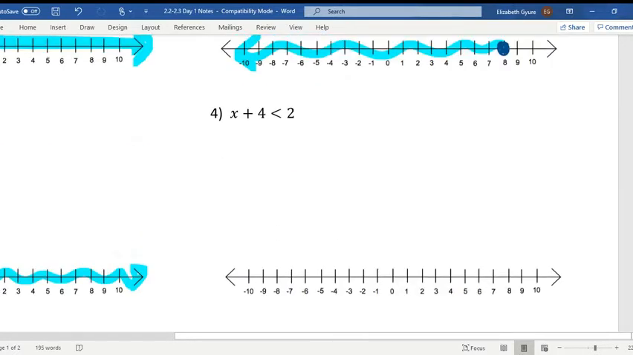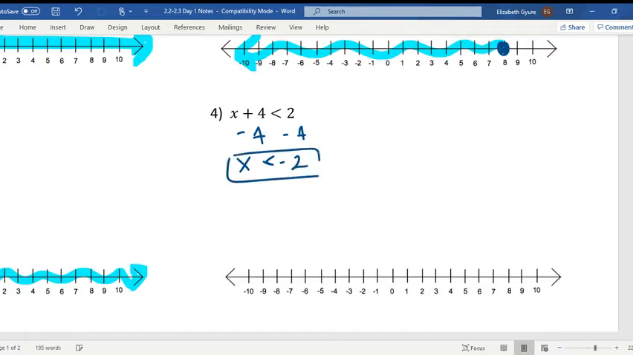All right, number 4, x plus 4 is less than 2. Asia, what opposite operation would we use here? Yep, subtract 4 from either side. x is less than what, Asia? -2, good. Mason Jimenez, do you think open or closed circle at -2? Well, for this one, it doesn't have the bar underneath it. So when it doesn't have the little line underneath it, which one do we use? Open, yeah. Open circle at -2 for this one.